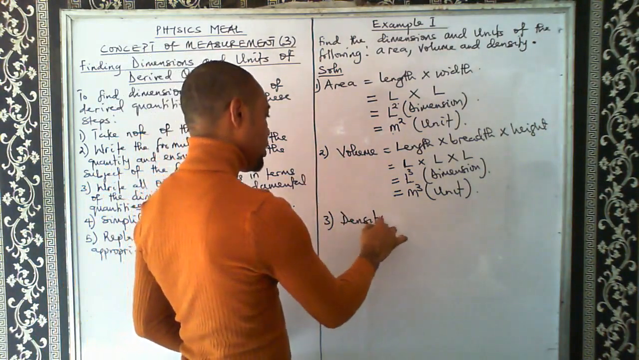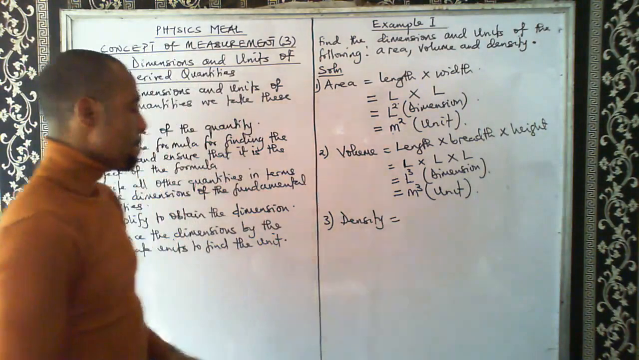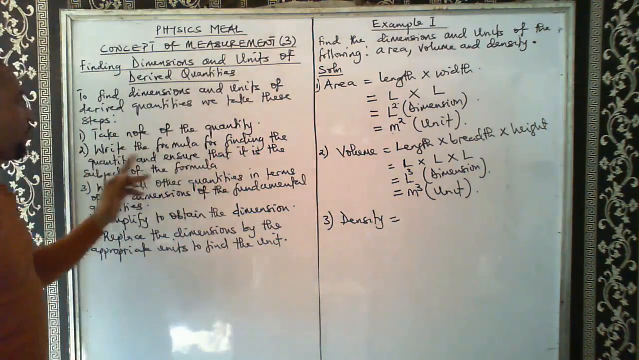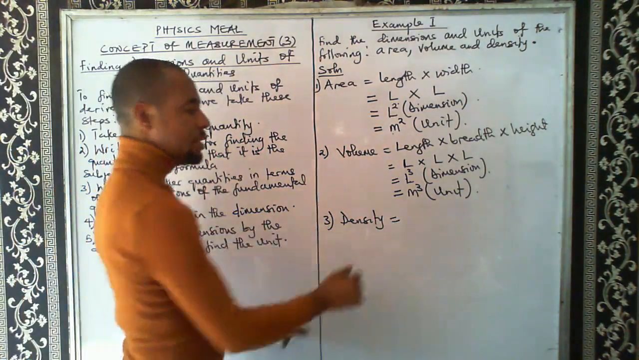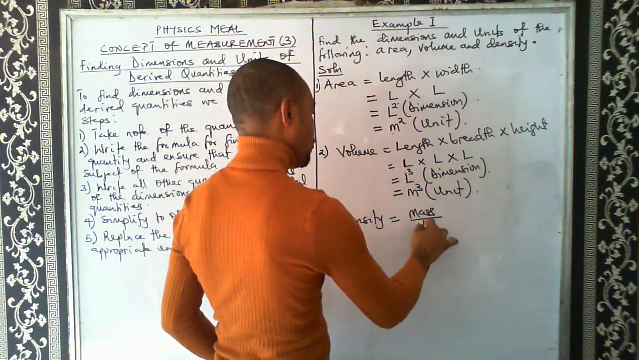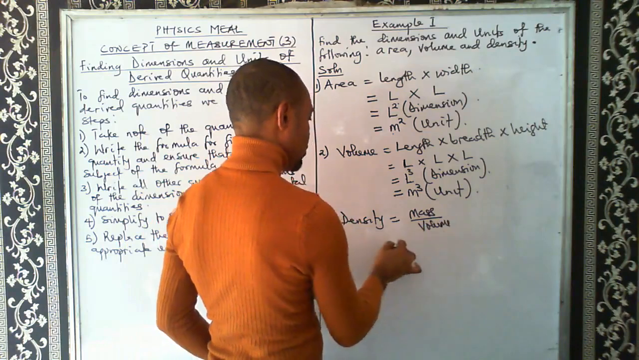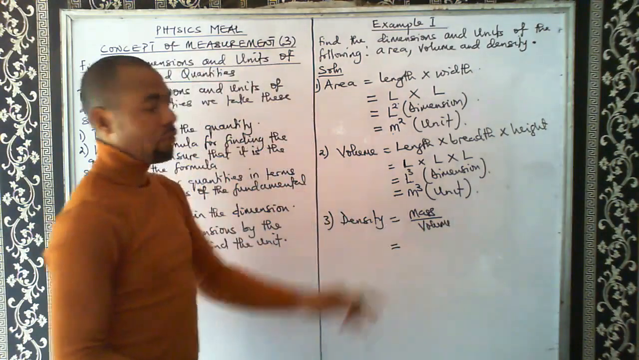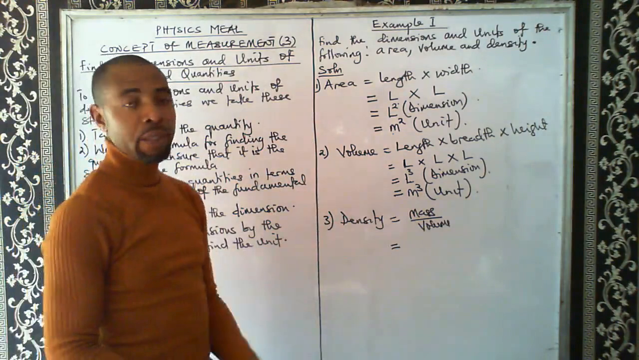So the last one is density. We take note of density, and then we write the formula for finding density. Density is defined as mass over volume. So that's the formula, and density is the subject of the formula here.